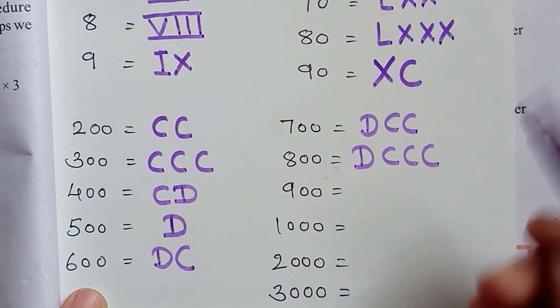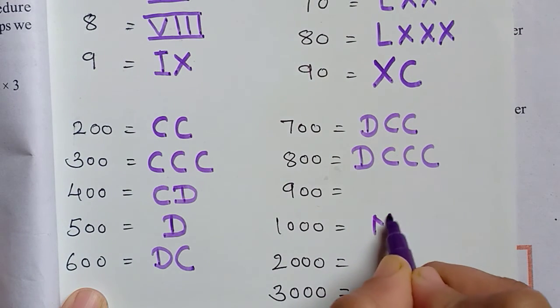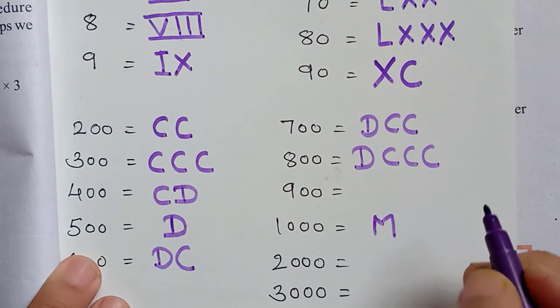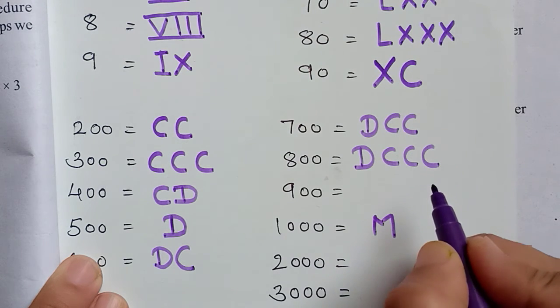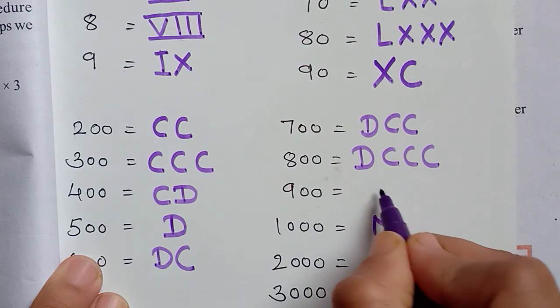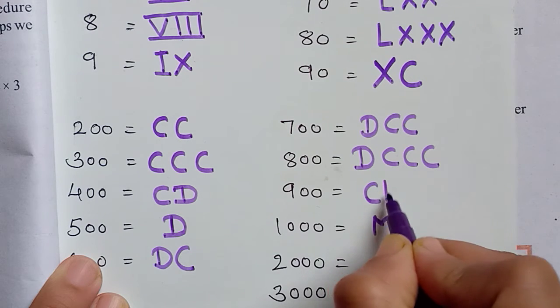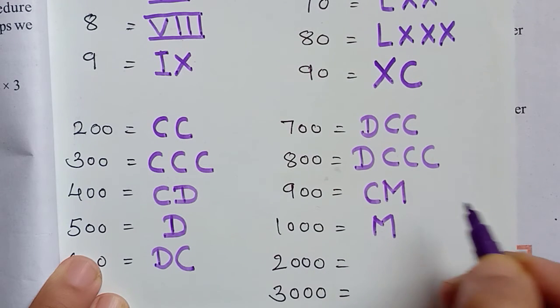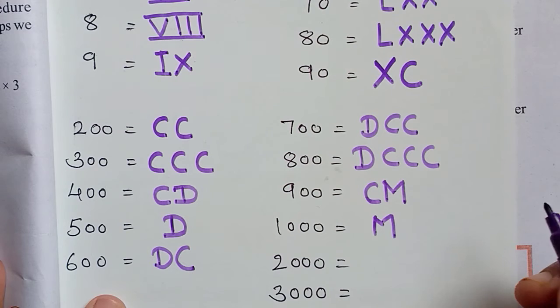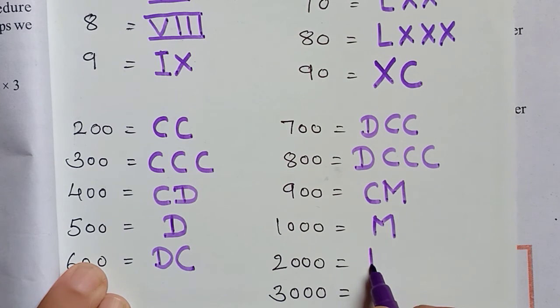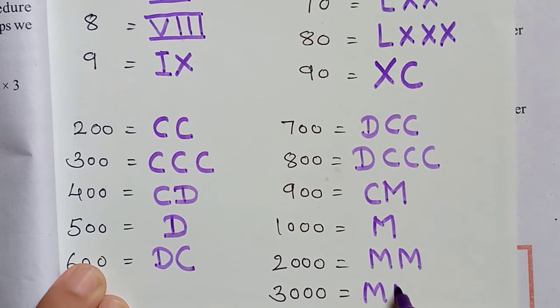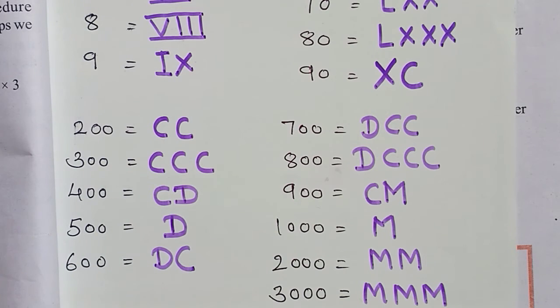So for 1000 we write M. So 900 is 100 minus from 1000. So it is C M. For 2000 we can write M, M. For 3000 we can write M, M, M 3 times.